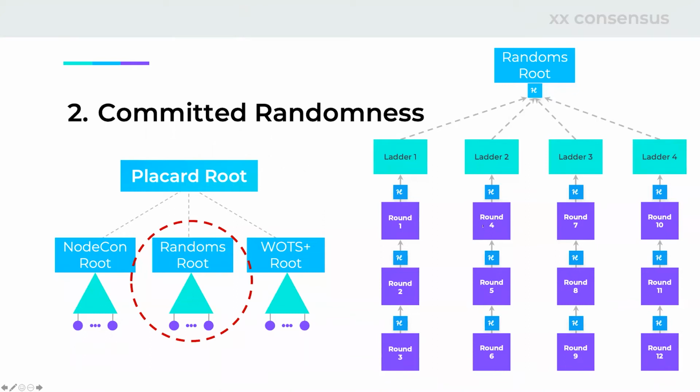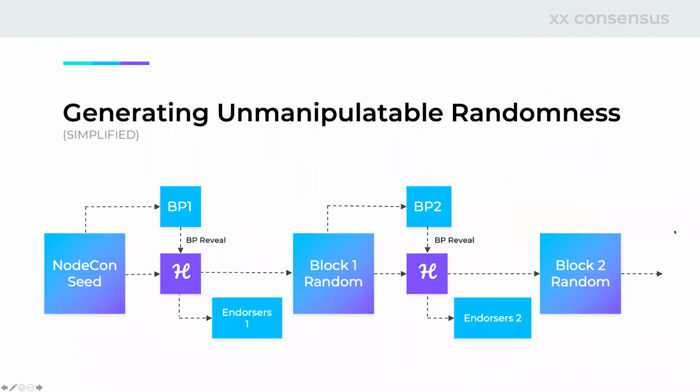But what's important to note here is that each node has a commitment for every round or block. And if that node is chosen as the BP for a round, then they are required to reveal the committed random in their ladder that corresponds to the round. So if a node is selected to be the BP for round five, they're going to reveal the committed random for round five, and we call this the BP reveal. So just to reiterate, every single round a BP is expected to reveal a secret random value that they have committed to, and we call it the BP reveal, which we show here.